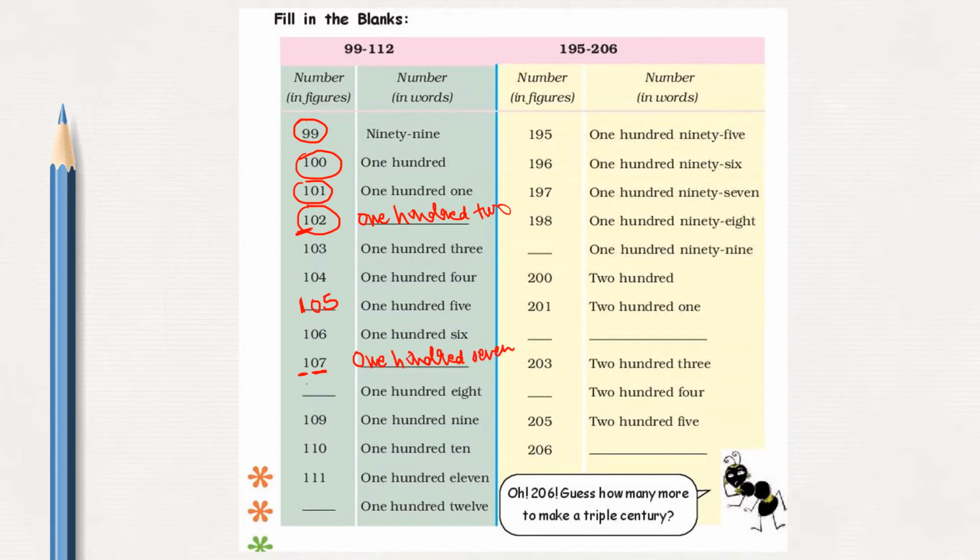Here 108, 112. 1 for 100 and 12 for 12. Here 199. After 199 we have 200. Similarly, after 299 we will have 300. After 399 we will have 400 and so on.